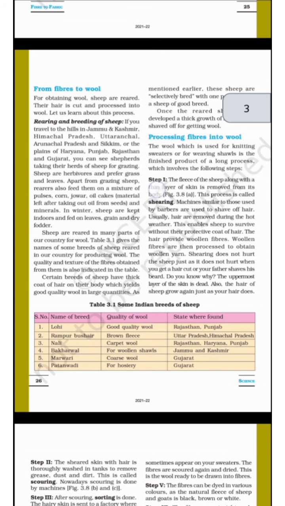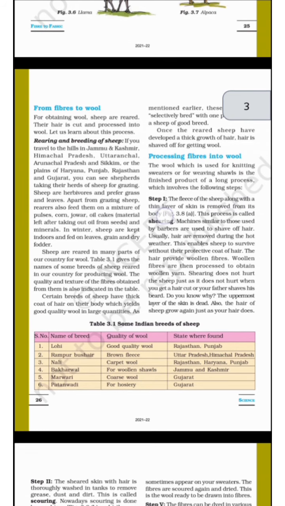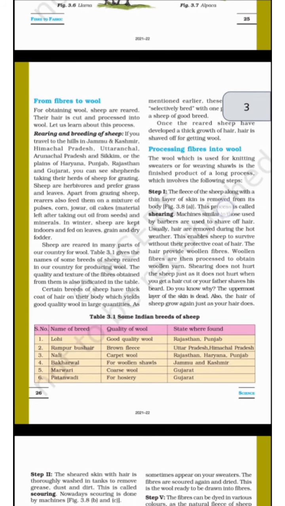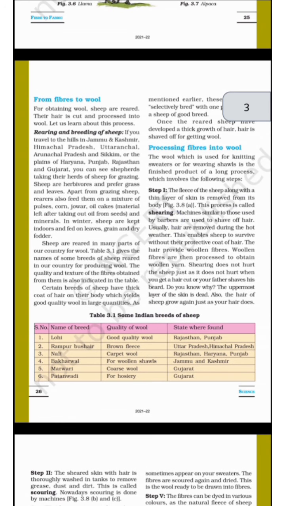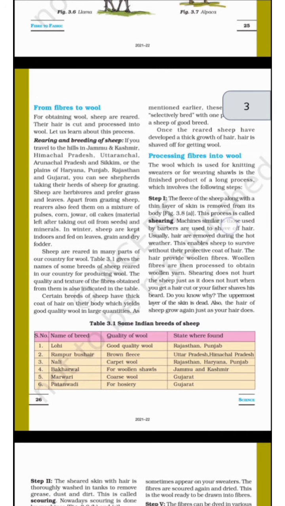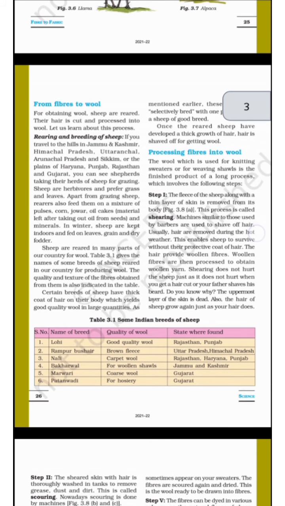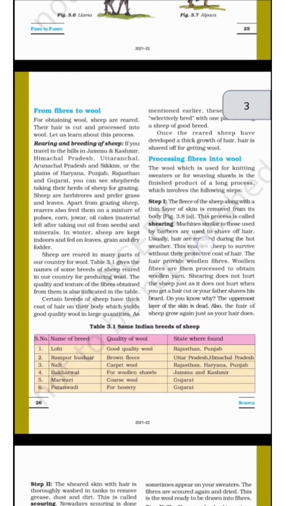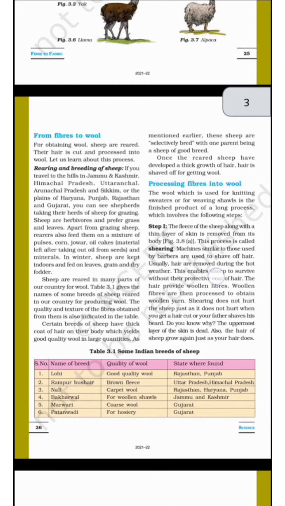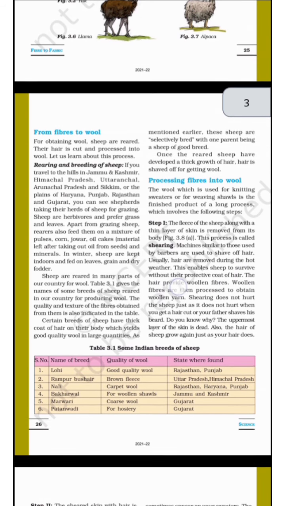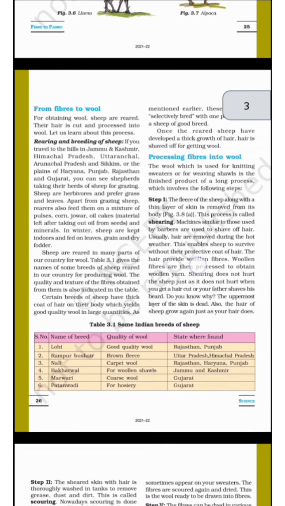In step 1, the fleece of the sheep along with a thin layer of skin is removed from its body. This process is called shearing. Machines similar to those used by barbers are used to shave off hair. Usually hair is removed during the hot weather. This enables sheep to survive without their protective coat of hair. The hair provides woolen fibers.